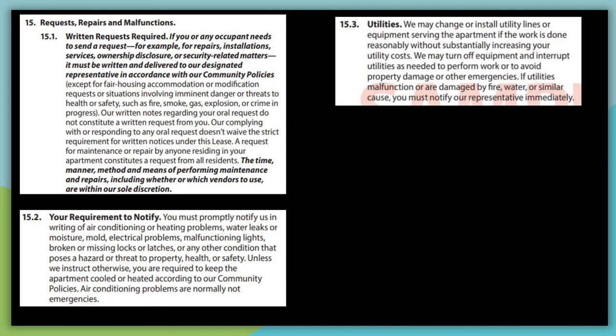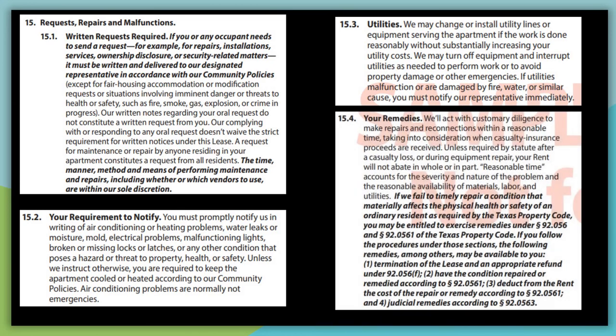There are utility work policies along with responsibilities if utilities malfunction or are damaged. In 15.4, you can see how the owner will remedy the situation should it occur. There's also information about various remedies you can exercise under the Texas Property Code. For more information about this, check out the Renters' Rights links in the course details document.